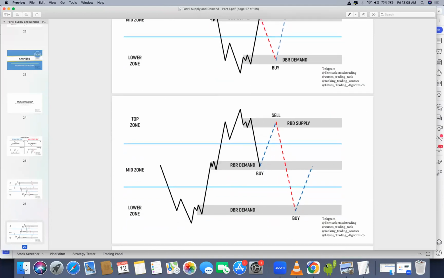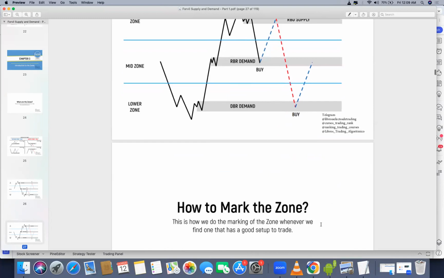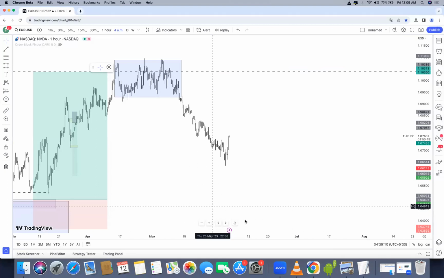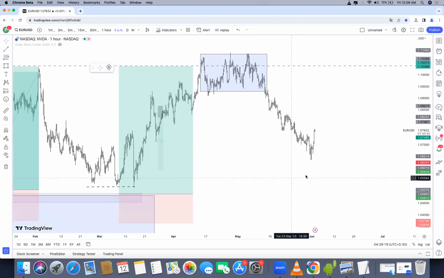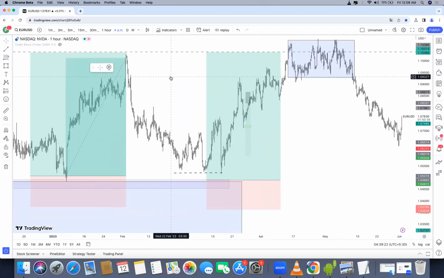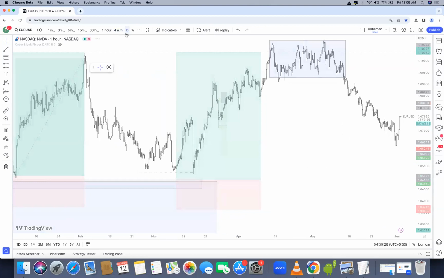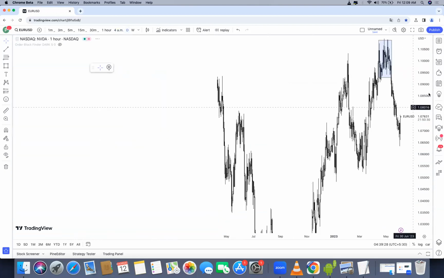So what's the mid zone? It's very self-explanatory. It is the zone in between the lower and the top zone. And you can look that up here in the chart. Give me a minute, let me look for a chart and I'm going to identify one of these.